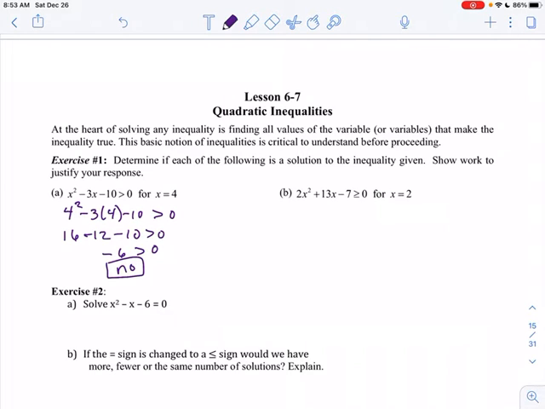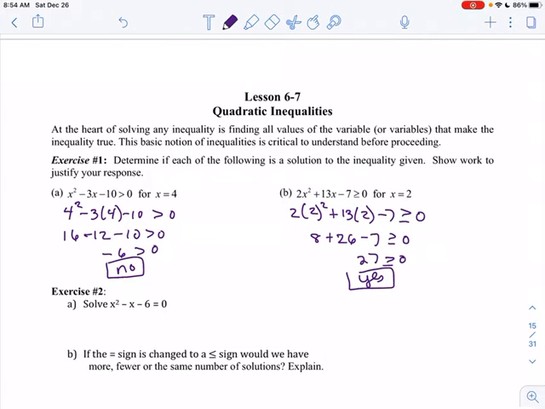Look at B, I want to substitute in 2. So 2 times 2 squared plus 13 times 2 minus 7, and I want to see if it's greater than or equal to 0. So I have to do the exponent first. 2 squared is 4. 4 times 2 is 8. 13 times 2 is 26. 8 plus 26 is 34. Minus 7 is 27. Is 27 greater than or equal to 0? Yes, so that's a solution.